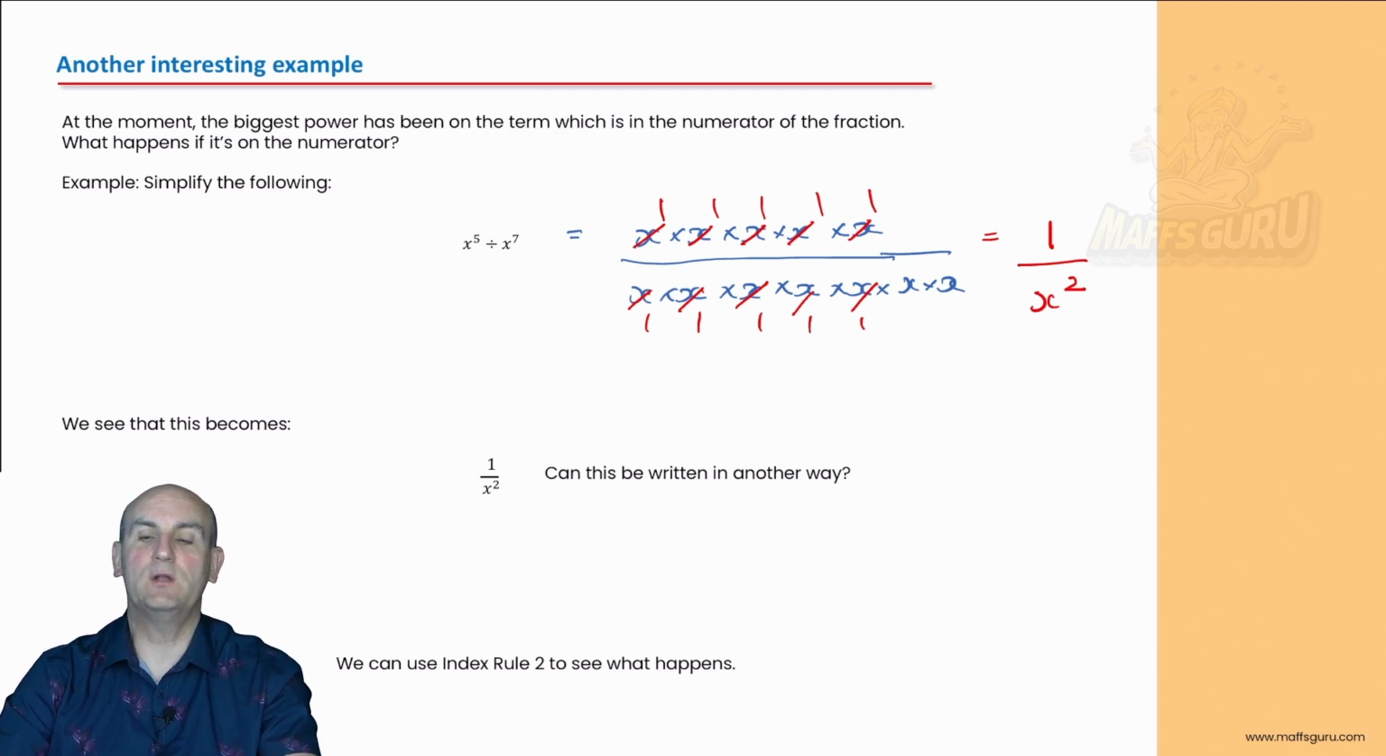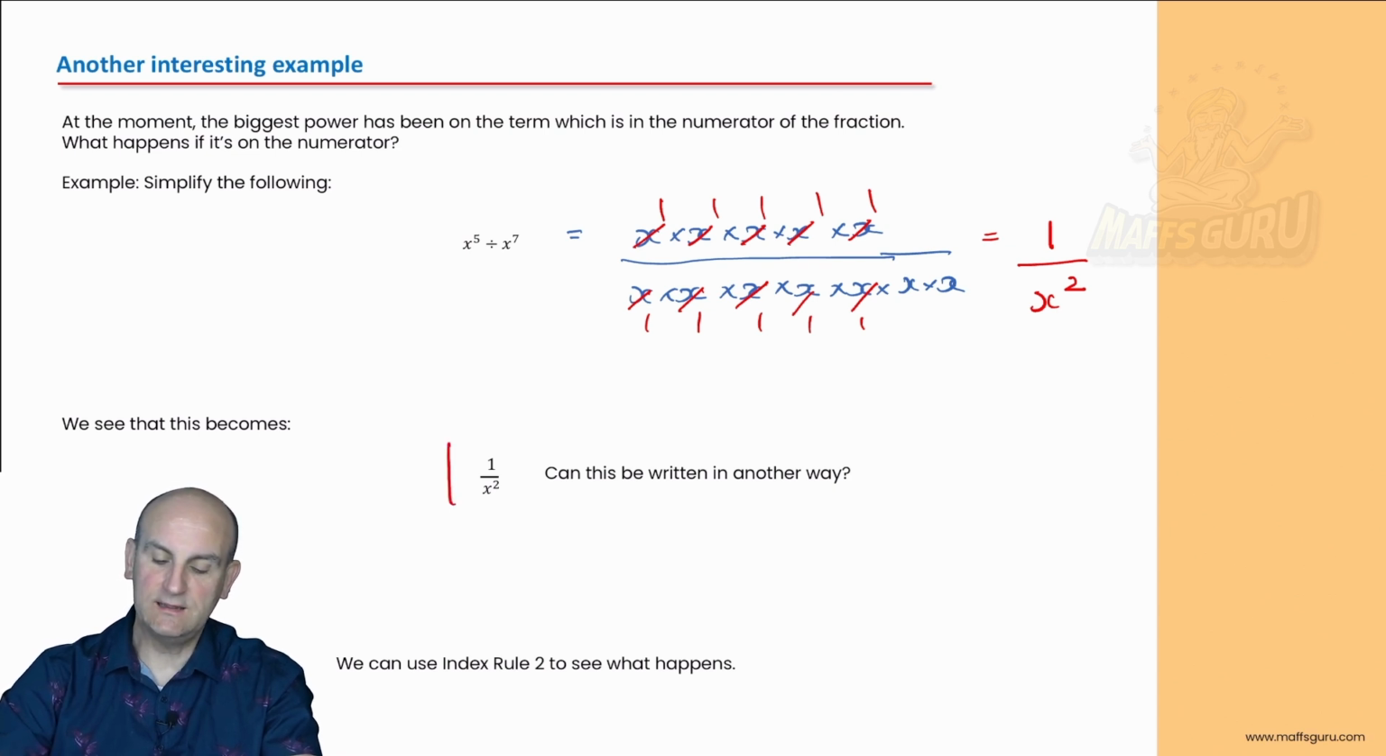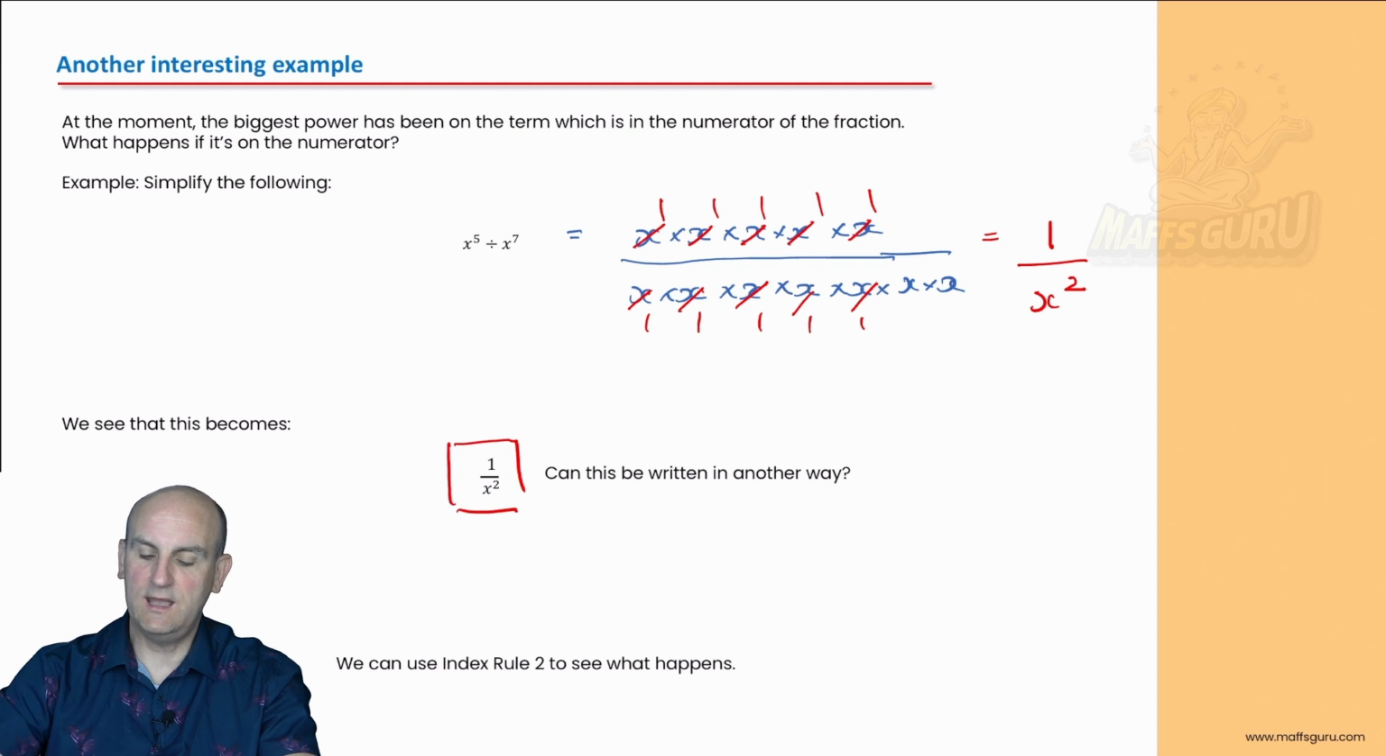And sadly, a lot of people go, well, we can just write that as x squared, can't we? No, remember, that's only if we divide the x squared by 1. This has the 1 on the top and the x squared on the bottom. So we can see that that becomes 1 on x squared. But what happens if we were to use our index rule? Well, let's have a look.